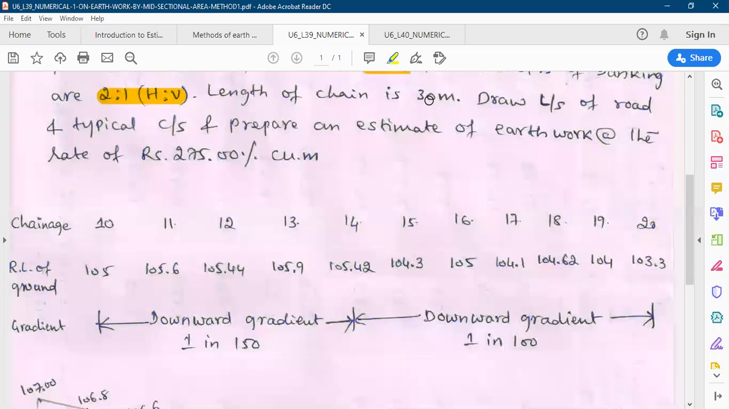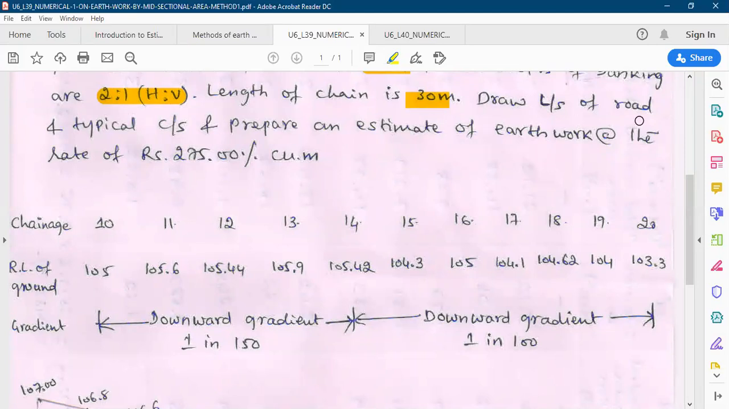The length of chain, the interval between two stations, is 30 meter. Generally the interval between two stations will be taken as one chain length, so the normal chain length is 30 meter. If it is not 30 meter, they will mention a different distance if it is not one chain. So normally the interval between two stations will be one chain length, that is 30 meter.